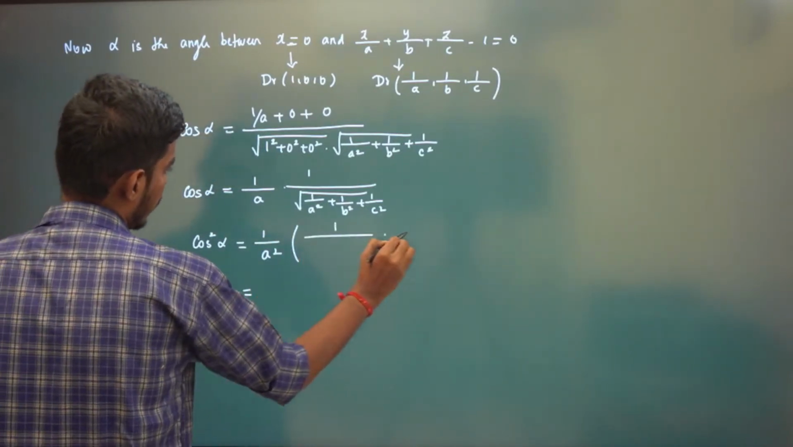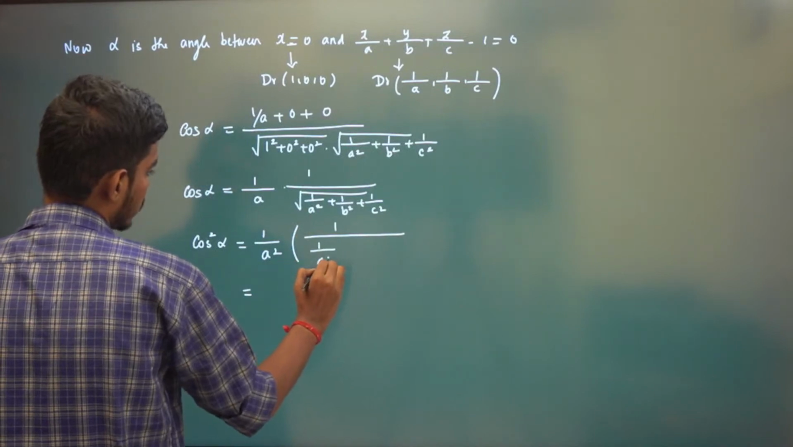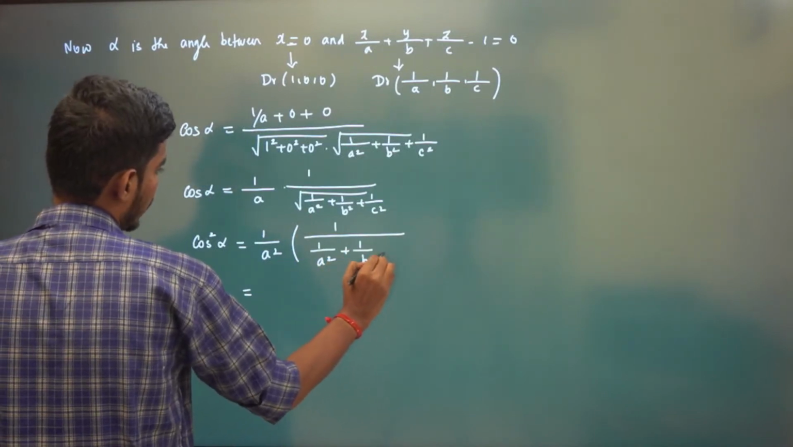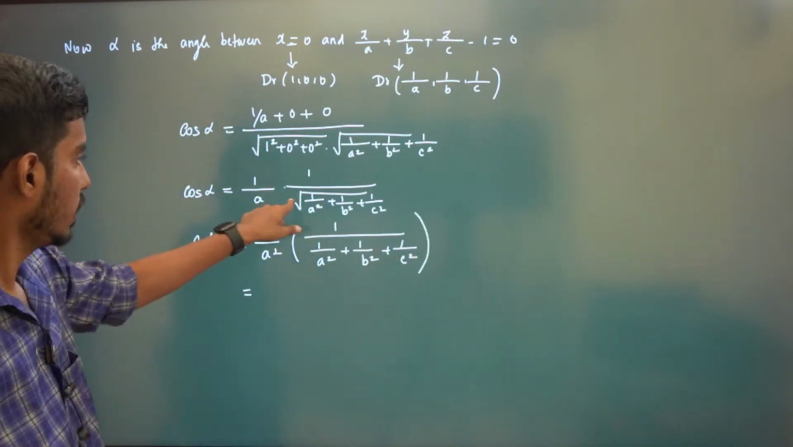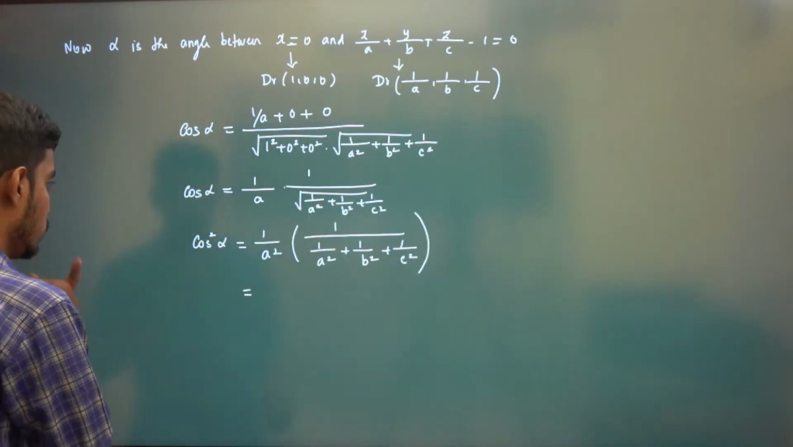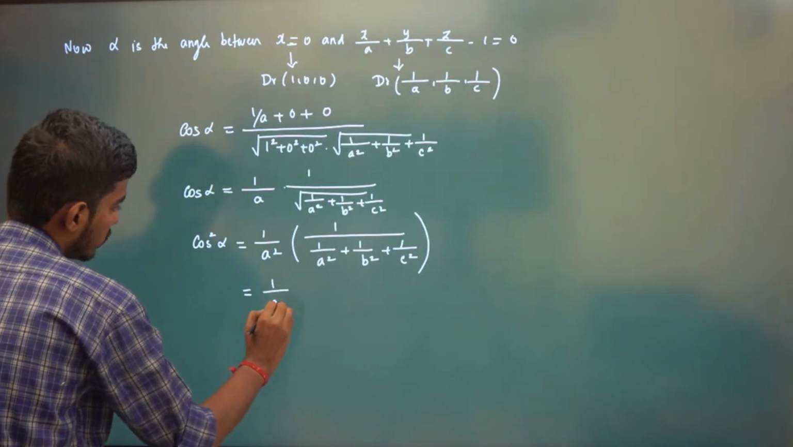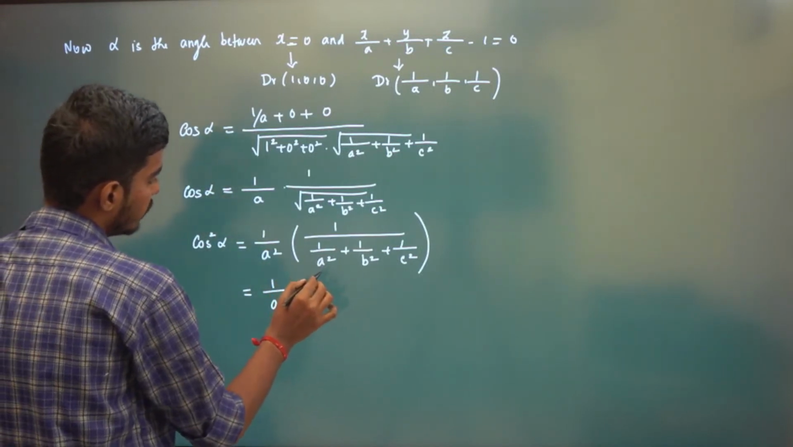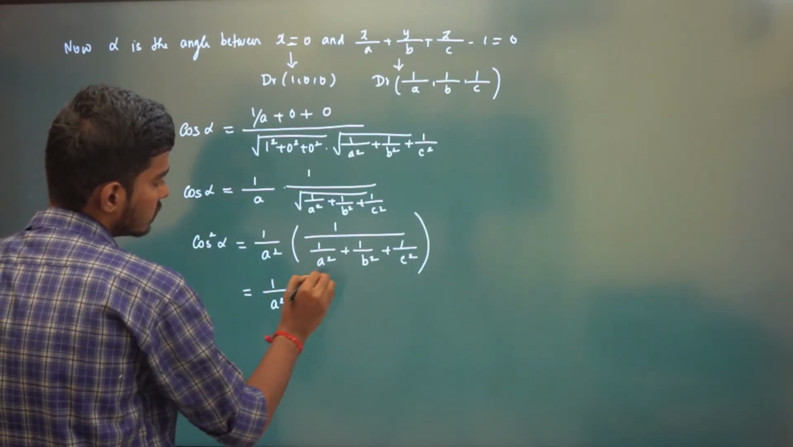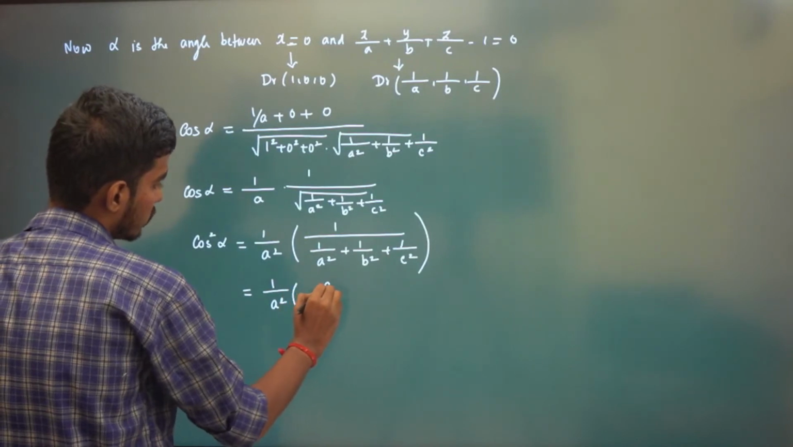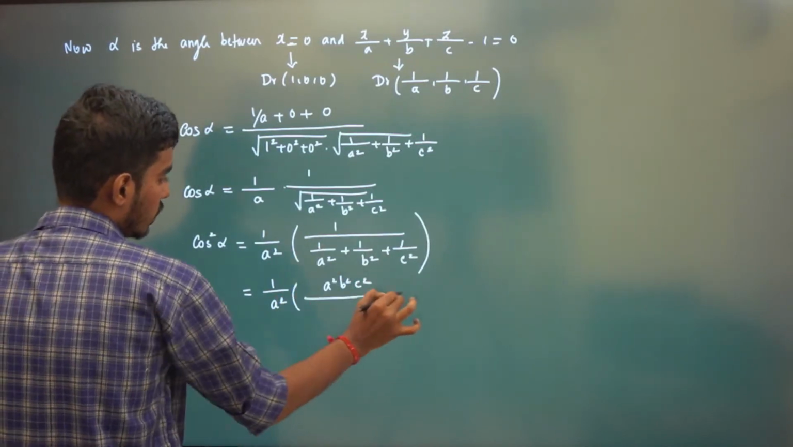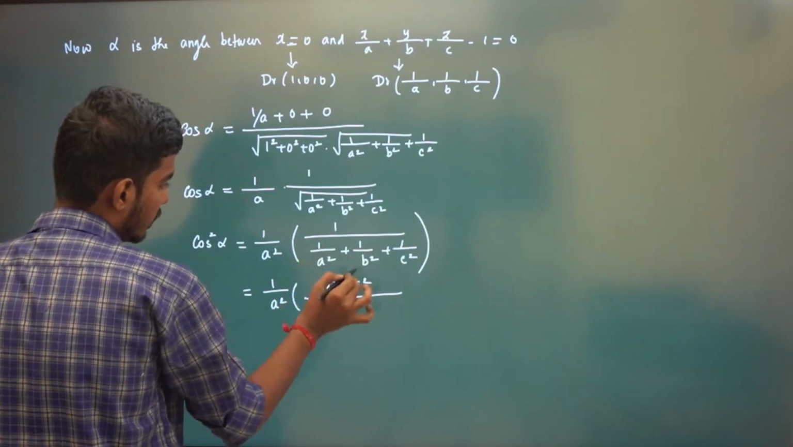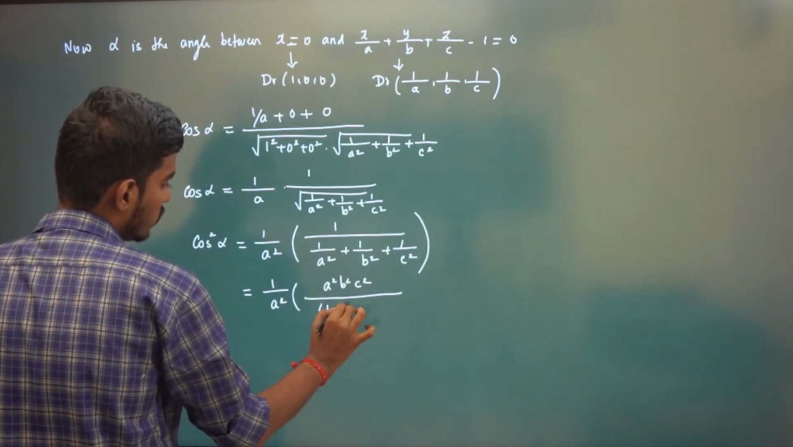So 1 divided by, so square root will be 1 by a square plus 1 by b square plus 1 by c square. Right? 1 divided by this. Now this will be 1 by a square. Now you take LCM here. LCM is a square b square c square. And take the two numerator divided by, here a square is there, bc is missing. So this is bc whole square.